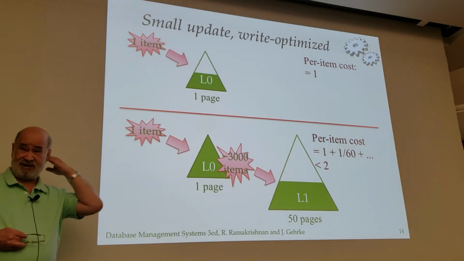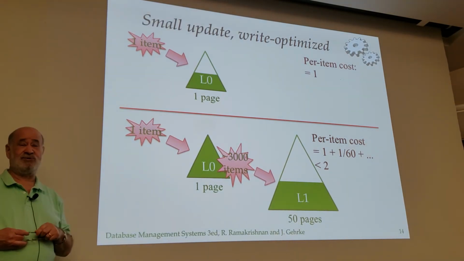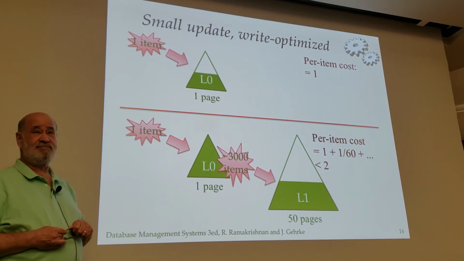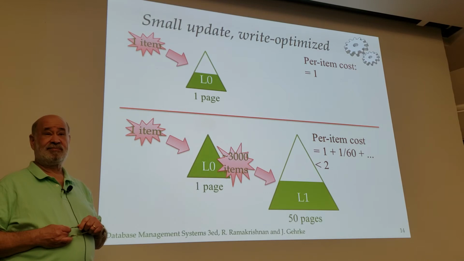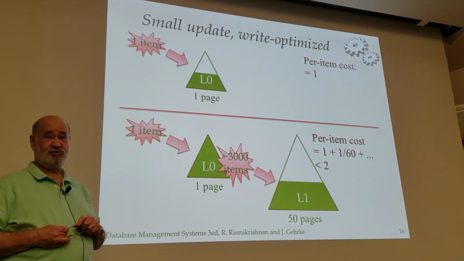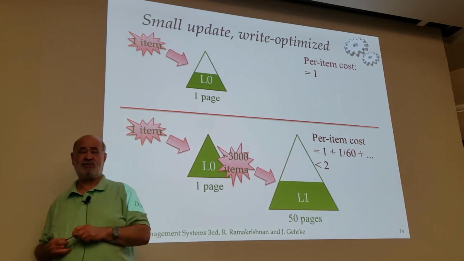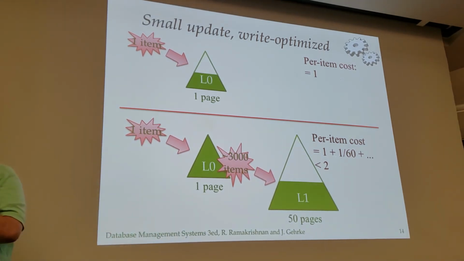Somebody's bound to go ahead and throw something at me, which is how do you do searches? I'll give you the basic idea. You may have to search inside multiple different levels, but you're going to keep each level organized well. So when I write it out to L1, I'll make sure that the thing is sorted inside L1.